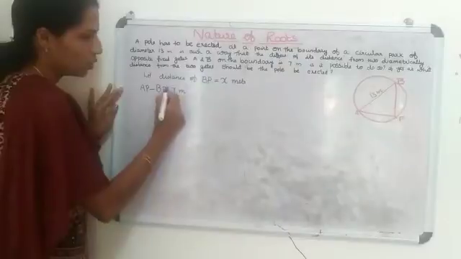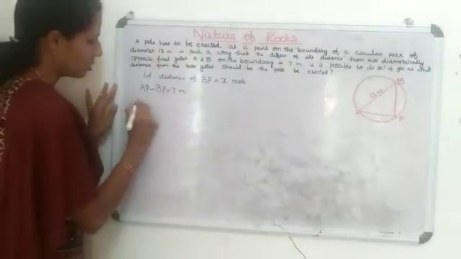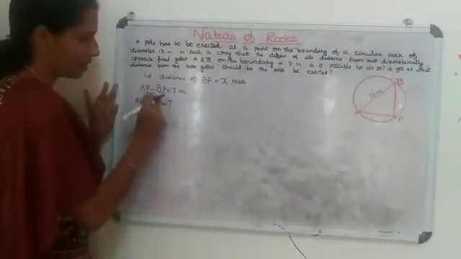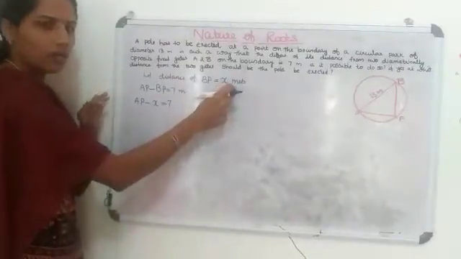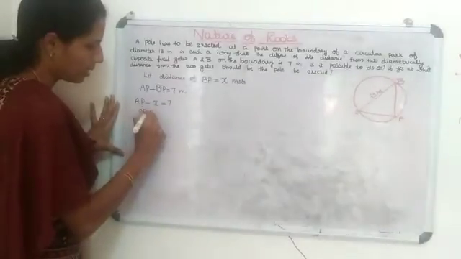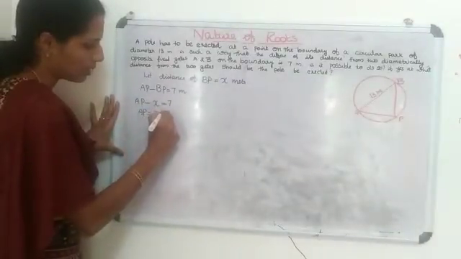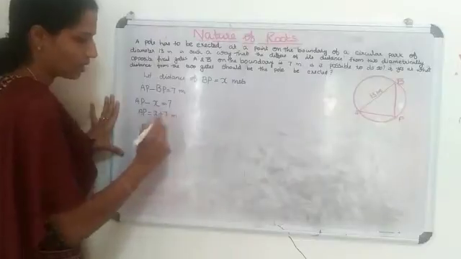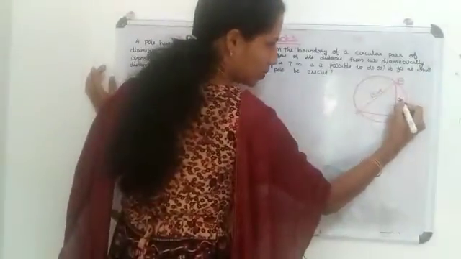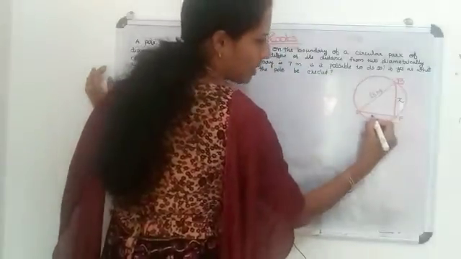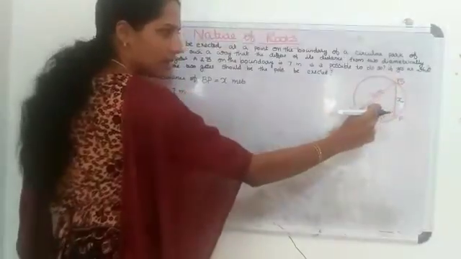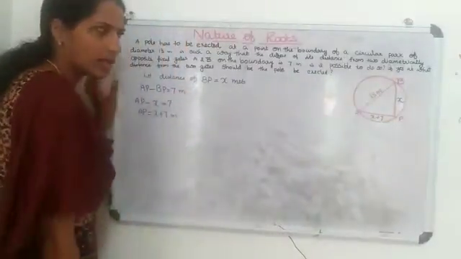So we assumed BP as x. So AP minus x is equal to 7, instead of BP we put the x value. From this, what is AP? AP equal to x plus 7 meter. So we got BP is x meter and AP is x plus 7 meter. Already in our question AB is 13 meter.